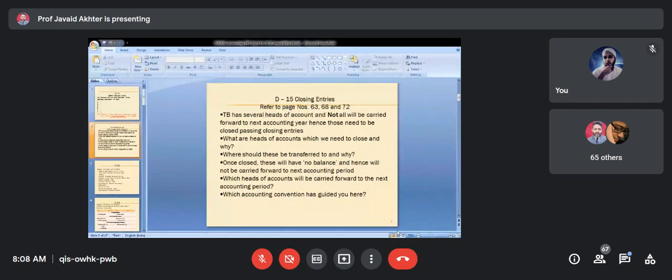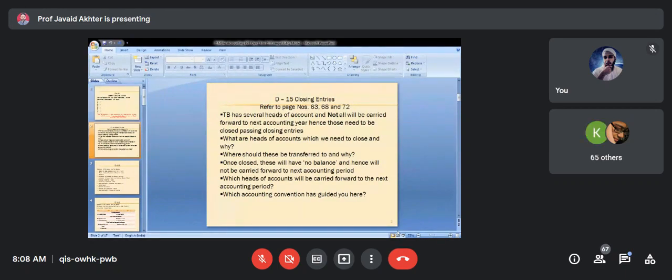How about bank loan? Serial number 8. Liabilities. Okay. How about serial number 3? Purchases account. Expense. How about serial number 10? Returns out.